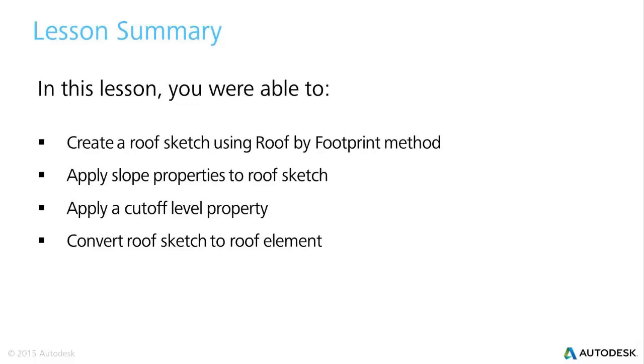Let's review the learning objectives for video 6. In this lesson, you were able to create a roof sketch using roof by footprint method. We applied slope properties to the roof sketch to create the two different pitches to help construct the mansard. We learned how to apply a cutoff level property to create the first part of the mansard roof, and then we converted the roof sketches to generate 3D roof elements.